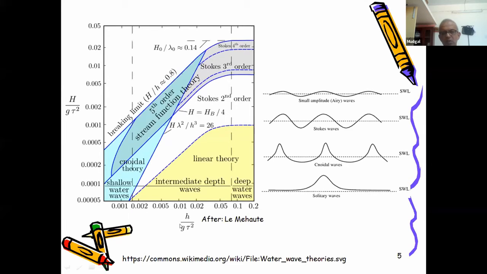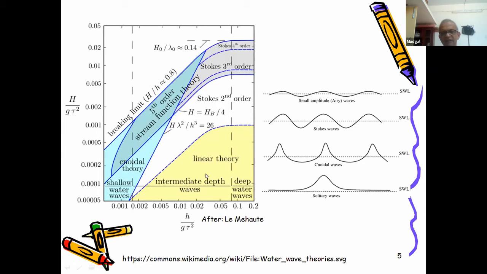Okay. So when the depth of water is small, then you have shallow water waves. And in shallow water waves, you have what are called sinusoidal waves, and then you have solitary waves, and so on. And as the height goes on increasing, then the wave becomes unstable and it breaks at a limit of H by h of roughly about 0.8. Okay. And then you have intermediate depths.